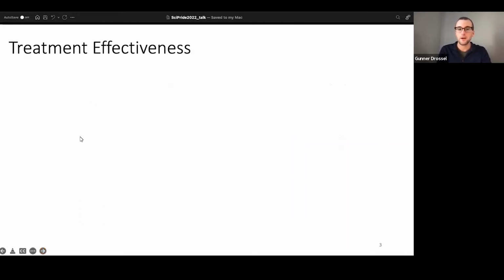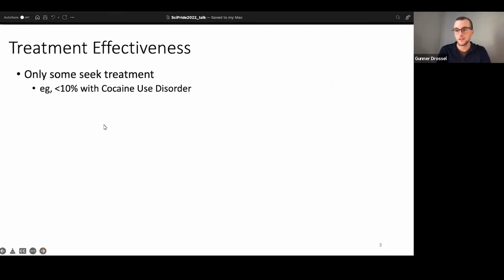This is partly due to how ineffective treatment options are that currently exist. And additionally, only a select few seek treatment. For example, with cocaine use disorder, less than 10% of people with this disorder seek any treatment. Relapse rates are very high across all drug use disorders. For cocaine use disorder, again, this is around 70% for those that have completed treatment.